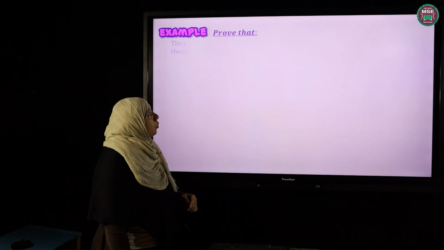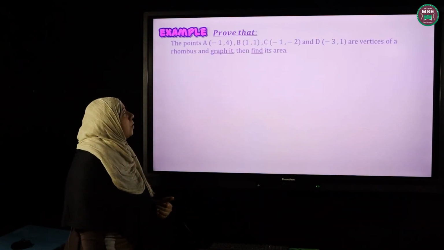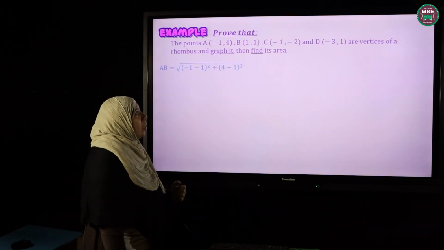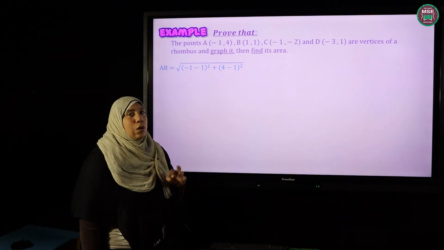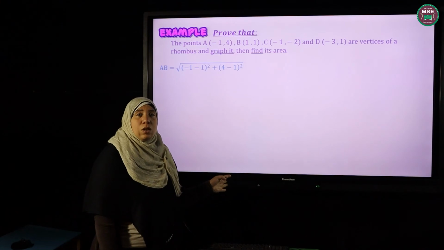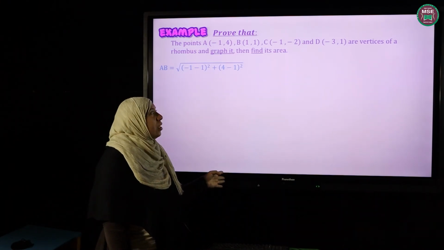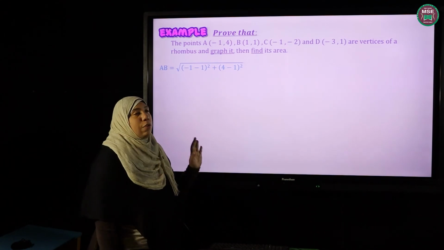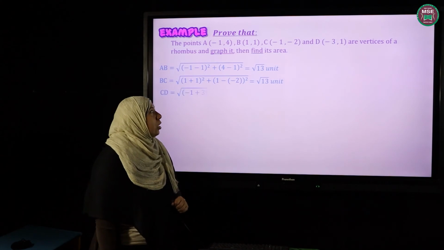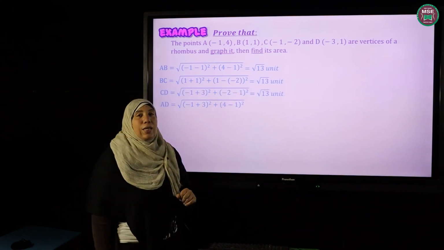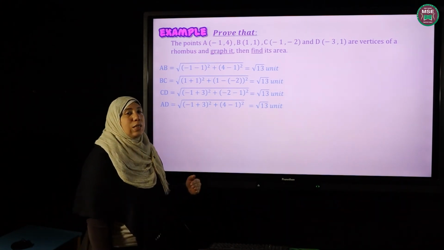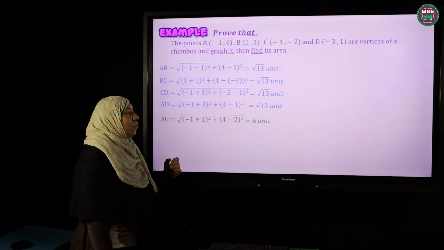For example, prove that these points are vertices of a rhombus, graph it, then find its area. I will find the 4 equal sides and the 2 diagonals. Okay, we have agreed that every quadrilateral has 4 points as its vertices. We will find its 6 elements, 4 sides and 2 diagonals. AB is square root 13, BC square root 13, CD square root 13, and AD also square root 13. So now I have 4 equal sides. This is a rhombus, but I have to find the diagonals.